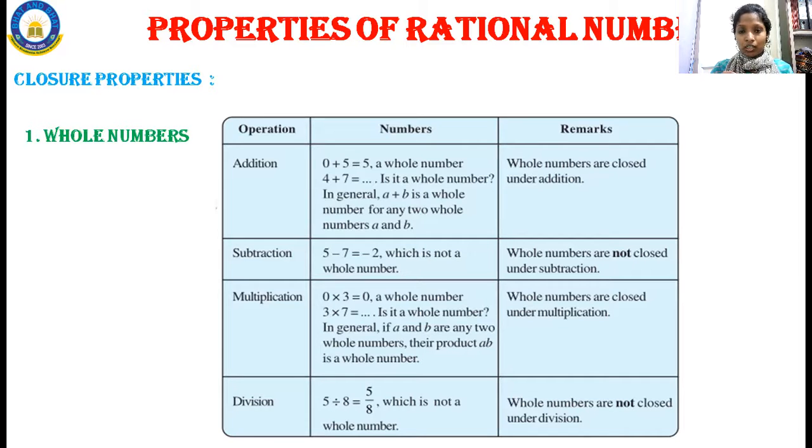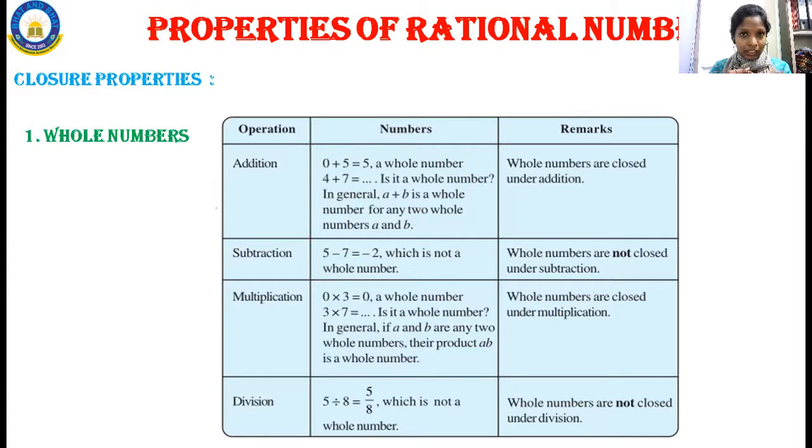When I come to addition, 0 plus 5 will be equal to 5, a whole number. So 4 plus 7 is equal to what then? Whether it is a whole number or not? Students, as you all know, a whole number is a number including 0 and all the natural numbers; we call that a whole number. Generally, we say a plus b is a whole number for any two numbers a and b. So whole numbers are closed under addition.